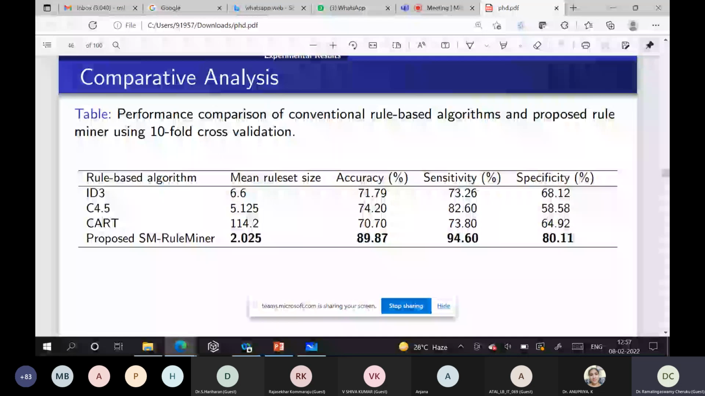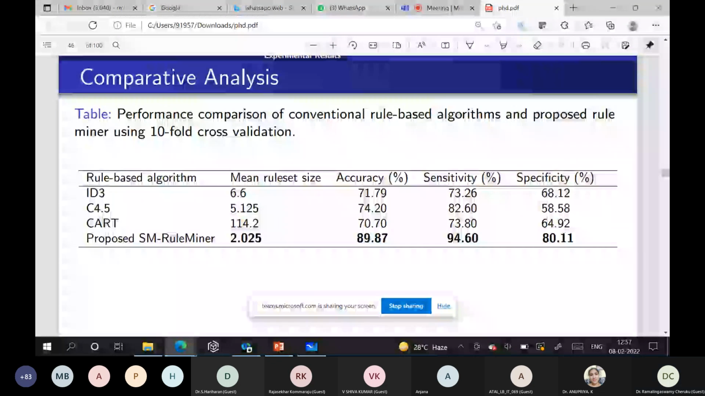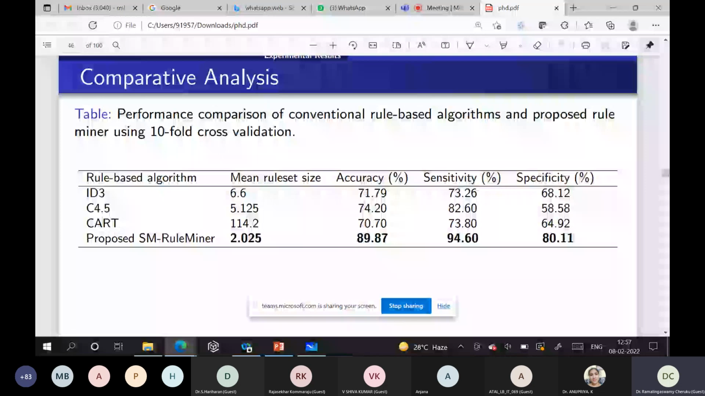We are able to generate very compact rules without compromising the performance in terms of accuracy, sensitivity, and specificity. See the accuracy. The same problem was solved using ID3 and C4.5 by building the decision tree, and from the decision tree you generate the rules. The same thing we are able to achieve with the help of a bio-inspired algorithm, and at the same time we get good results. We get very compact rules and also good performance, right?